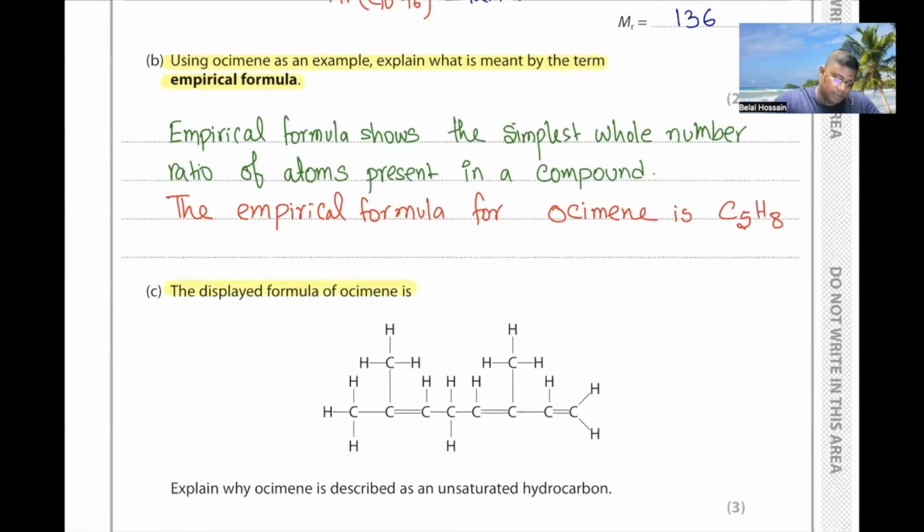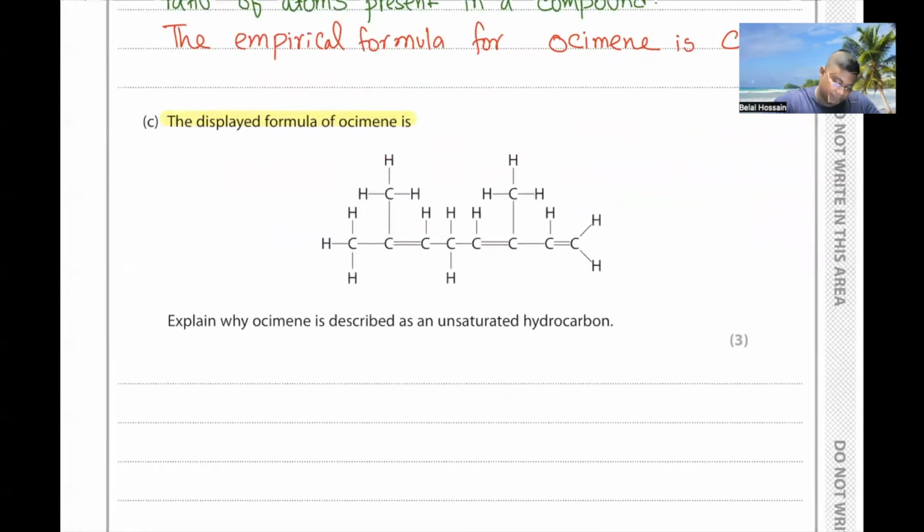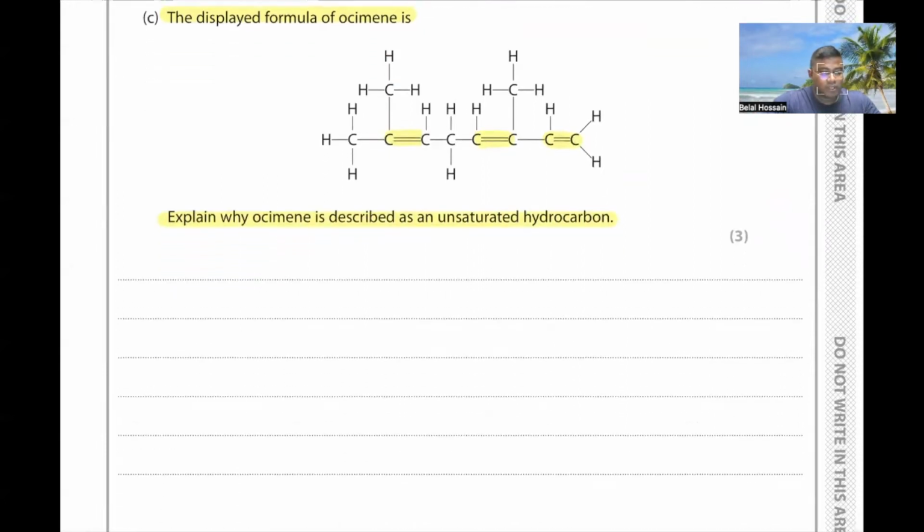Part C. The displayed formula of ocimene is given here. We can see there are 3 carbon-carbon double bonds. So this is an unsaturated compound. Explain why ocimene is described as an unsaturated hydrocarbon. Because we can see that ocimene contains carbon-carbon double bonds, the reason why we're calling it unsaturated is because it contains carbon-carbon double bonds. The reason why we're calling it a hydrocarbon is because it contains carbon and hydrogen only.